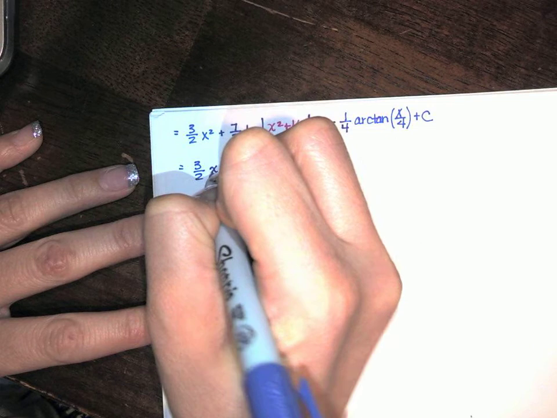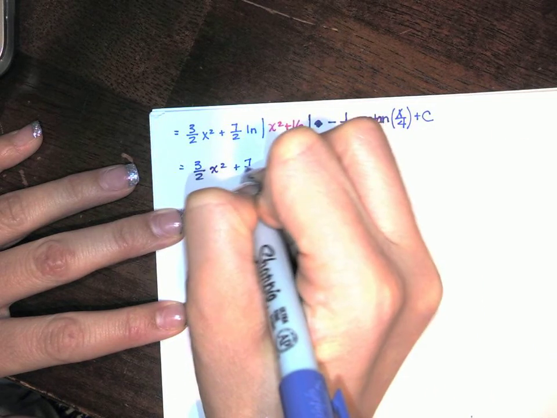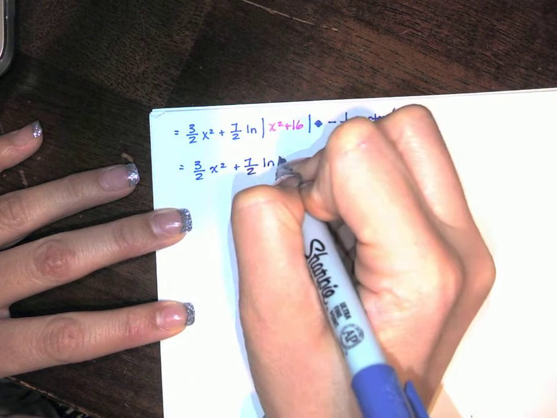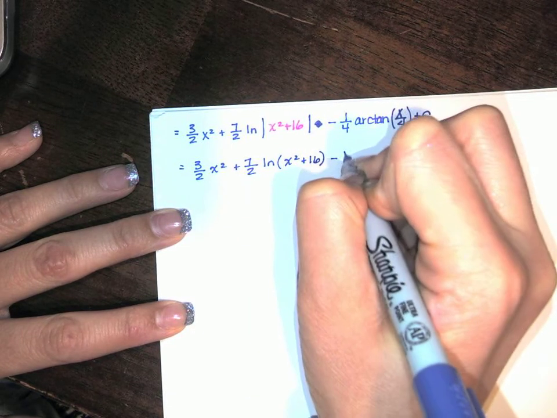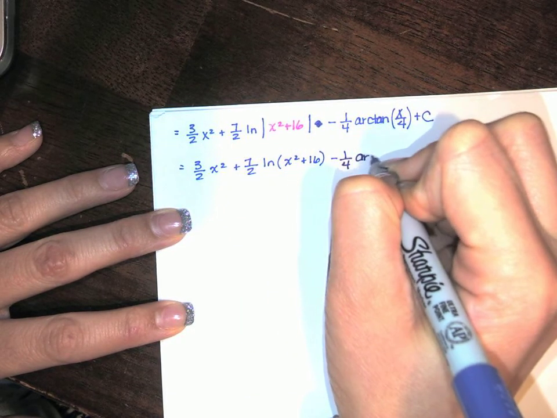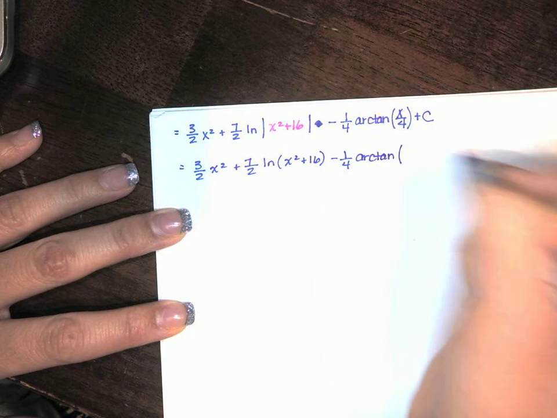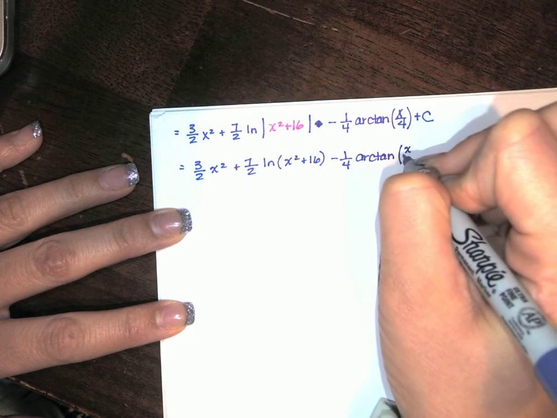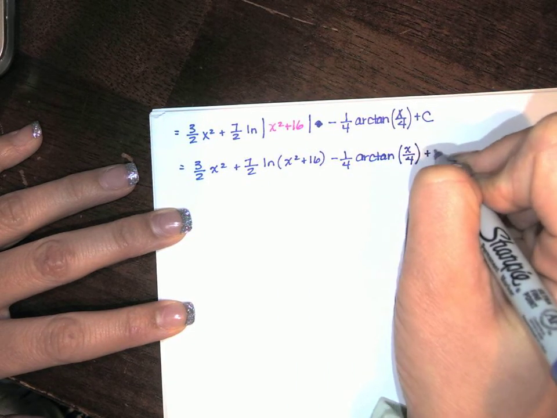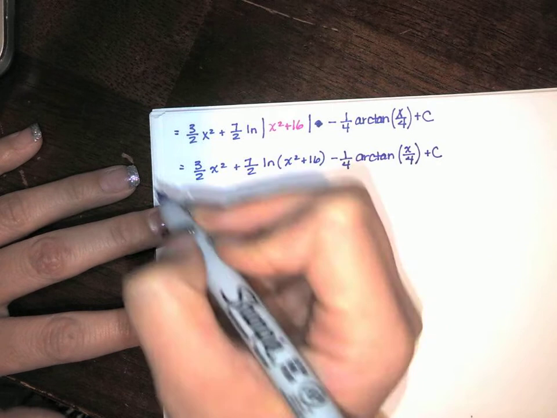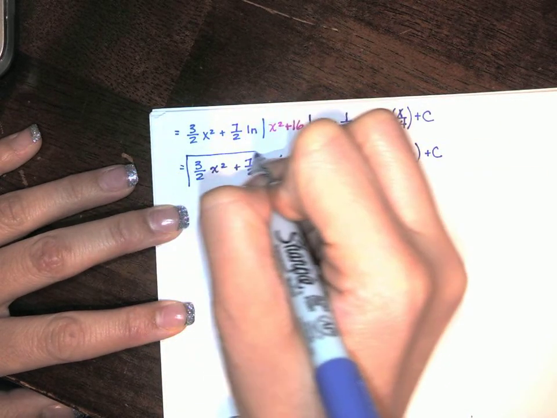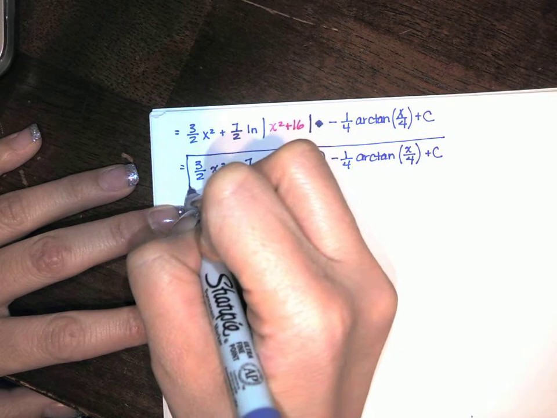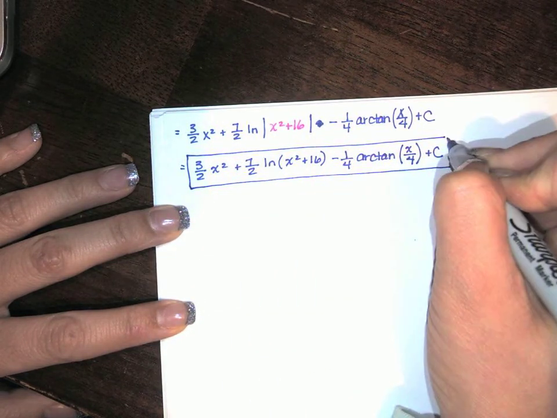So I've got 3 over 2x squared plus 7 over 2 natural log of x squared plus 16. Don't need the absolute value. It's okay if you put them there though. I'd rather that you put them there, you're especially conservative, than leave them off when what's inside the natural log might be negative, because then we'd have problems. Alright, and that's our antiderivative.